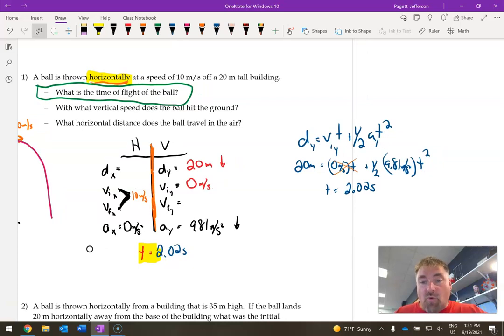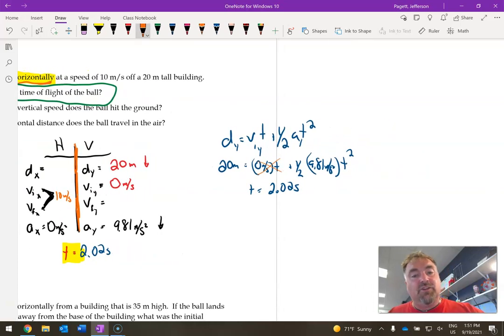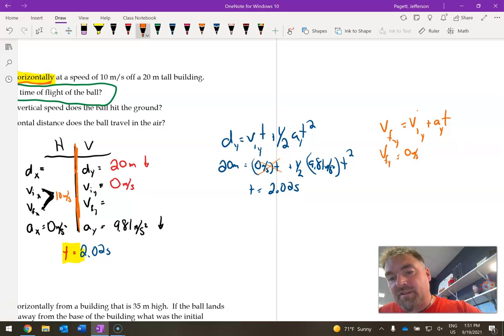Well, vertical speed is VFY. So I'm going to find VFY. I'm going to use VF equals VI plus A times T. And since I want to know final vertical velocity, this is VFY, VIY, and AY. So my VFY, that's what I'm looking for. VIY, oh, that's 0 meters per second, plus acceleration, 9.81 meters per second squared, down, times T of 2.02 seconds. And so when I get that VFY, that's going to equal 19.8 meters per second.